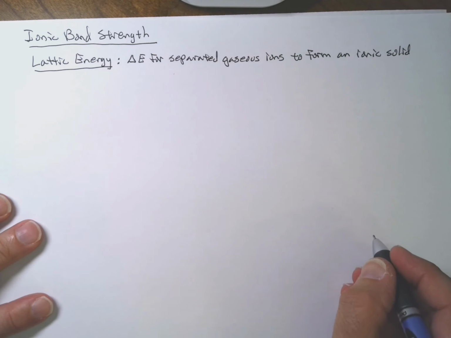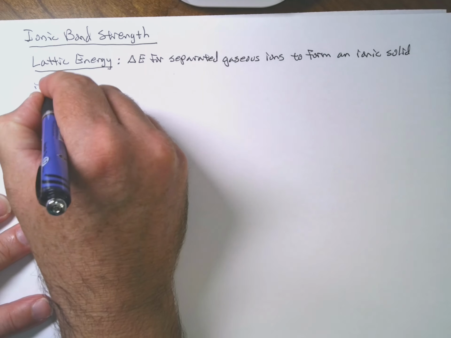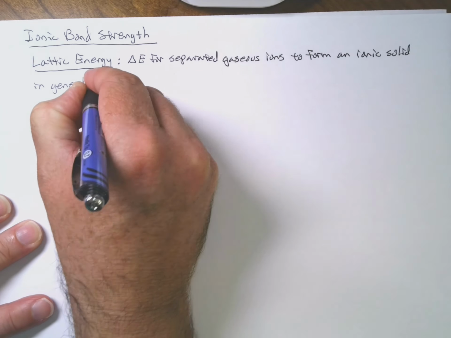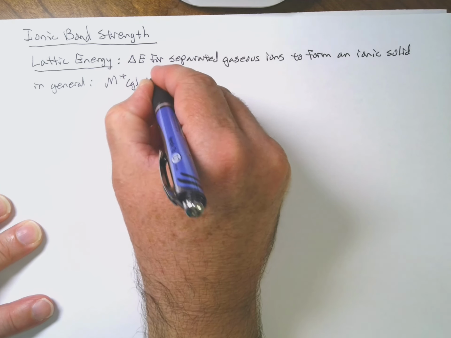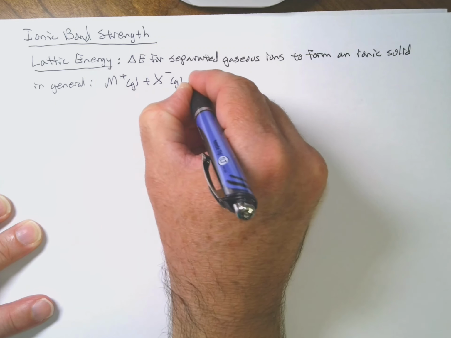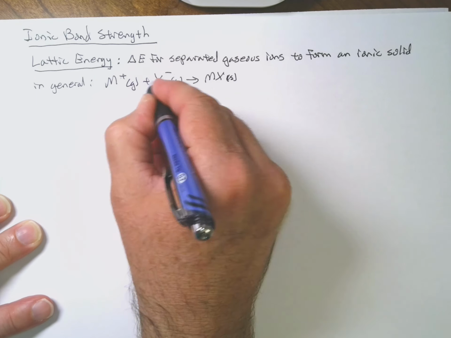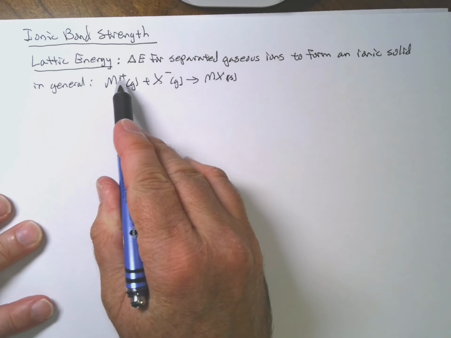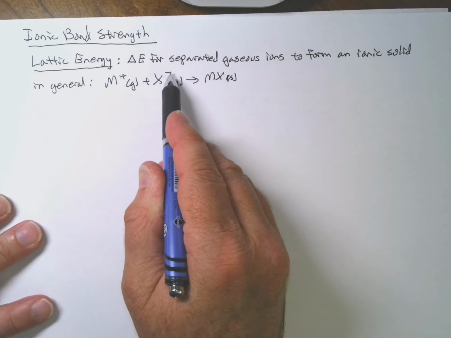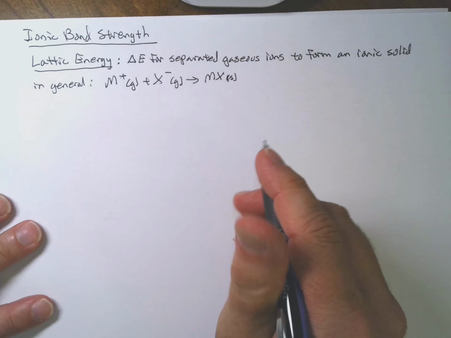Okay, and we can't directly measure this, but we can get at it. And we'll get at it by using Hess's law. So in general, we would have M plus, which is a gas, plus X minus, which is a gas, and that goes to MX, which is a solid. So we have our metal M and our non-metal X. And maybe it's M2 plus and we've got 2X minus, or we have X2 minus. The exact charges depend on the case.